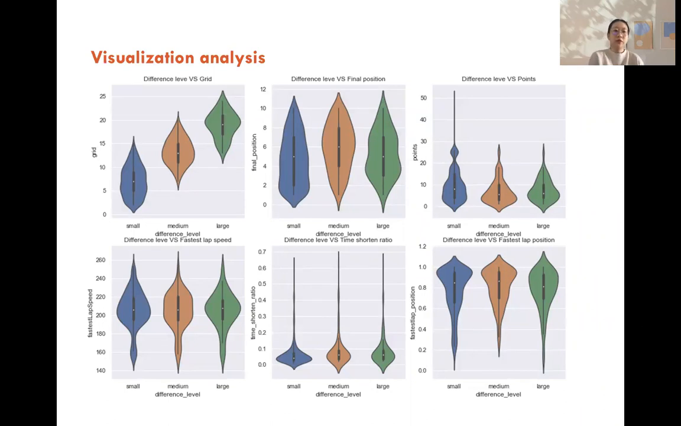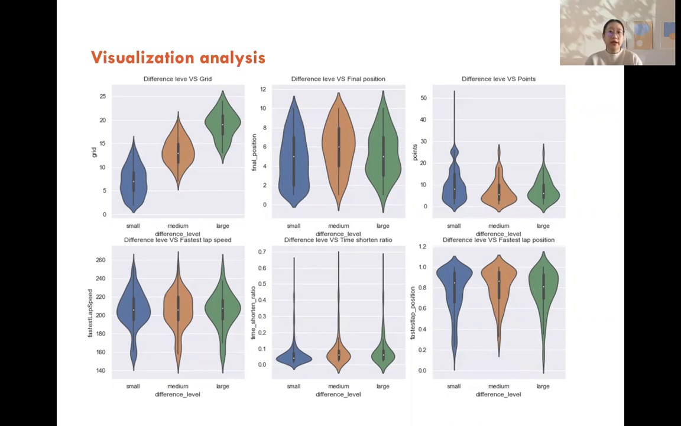You could see that except for the first picture, the grid, the relationship between other variables and the three difference levels is basically similar. For example, in the last picture, you could see the fastest lap basically appears at the end of the race. And from the fourth picture, you could see the fastest lap speed is basically between 180 and 240. However, you could see the distribution is a lot different.